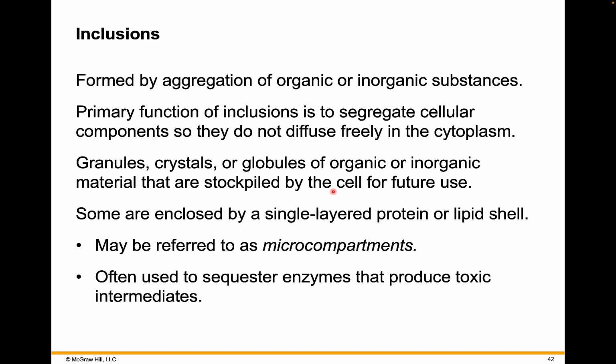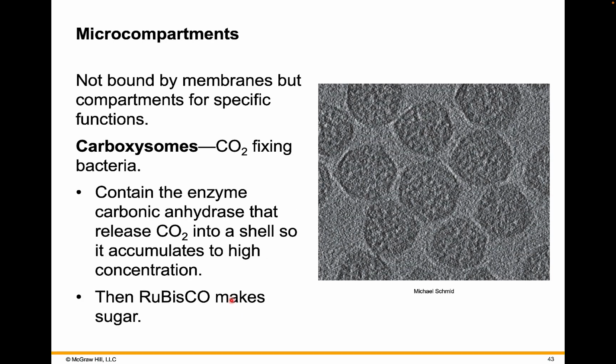Along with that there are several different things that can be present. Some are enclosed by a single layer of protein or lipid shell, and these can be referred to as microcompartments. They are often used to sequester enzymes that produce toxic intermediates so that they are not detrimental to the cell. One of the interesting parts is that the microcompartments are not bound by membranes, but have specific functions.